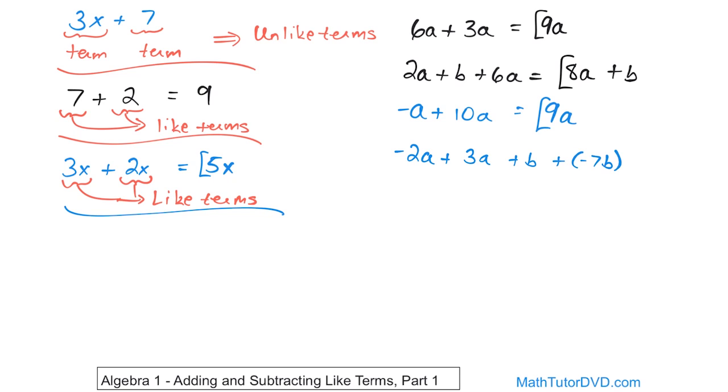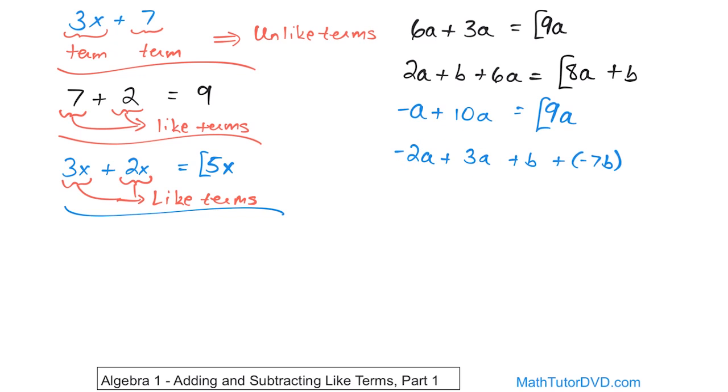So how do we simplify this? Now this is interesting because I have here's an a and here's an a. So these terms are like terms. Now here is a b, that's a term, and here is negative 7b. So these variables match. So these are like terms here, and separately these are like terms. So we can add these together.